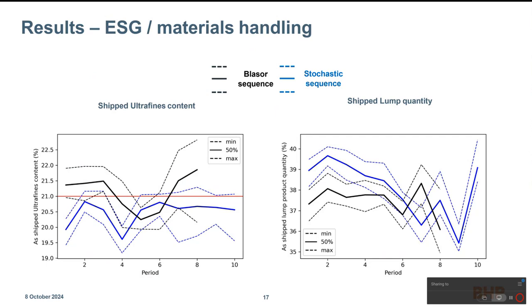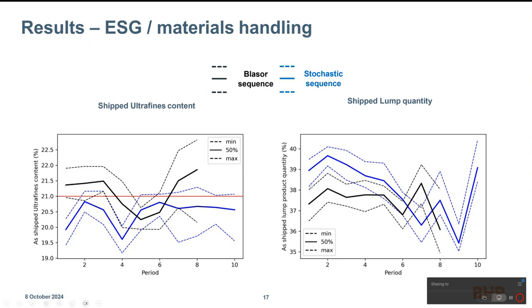The shipped ultrafines contents, that relates back to the materials handling and the ESG dust constraints. So we can see that the stochastic optimizer maintains those values below the threshold of 21% throughout the life of the mine, whilst the Blazer sequence exceeds that threshold for several periods, which would not be a great outcome for the communities near operations.